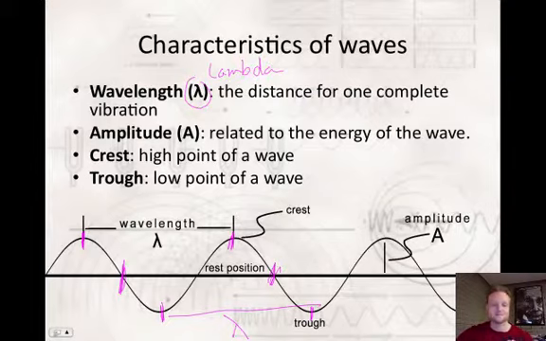The amplitude is usually represented by A, and it's related to the energy of the wave. So like I said, if this guy gets really high, that's a really high amplitude, and so it has more energy. Okay? The crest is the high point of the wave, the trough is the low point of a wave. All right, so you should be able to identify those characteristics of a wave.